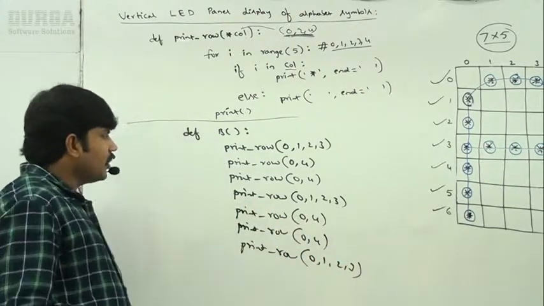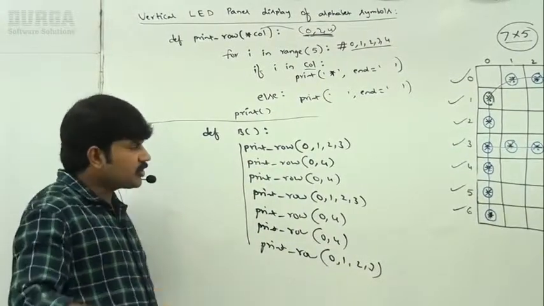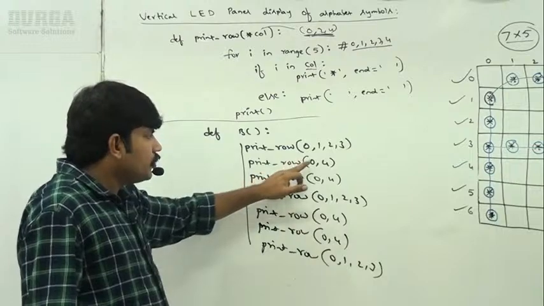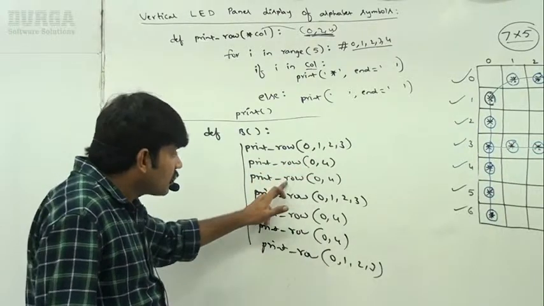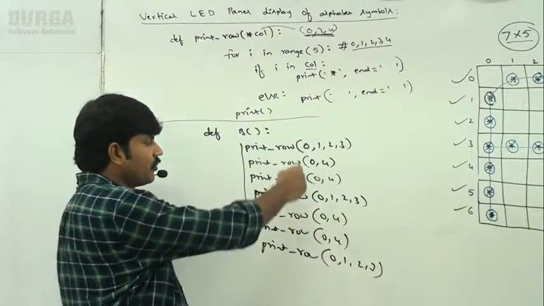That's all. Sir, can you please observe, in total how many rows? 7 rows. In the first row, 0, 1, 2, 3 position star symbols. Second row, 0th position, 4th position. Third row, 0th and 4th position. Next one, 0, 1, 2, 3. Like that you have to write the code.